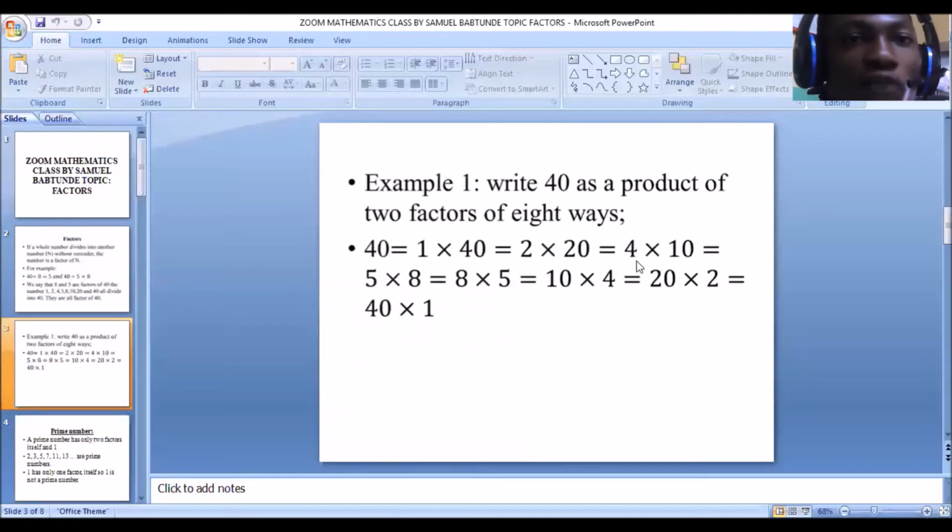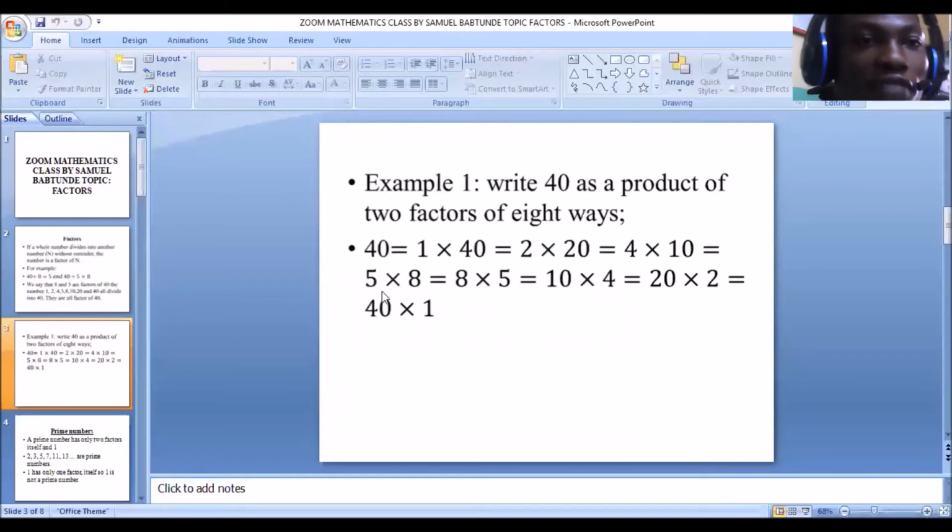Likewise, I said 4 times 10. 4 times 10 will give us 40, meaning that 4 can go into 40 10 times without any remainder, and 10 can go into 40 4 times without any remainder, meaning 4 and 10 are factors of 40. So 40 is expressed as a product of 4 times 10, which are the factors of 40.